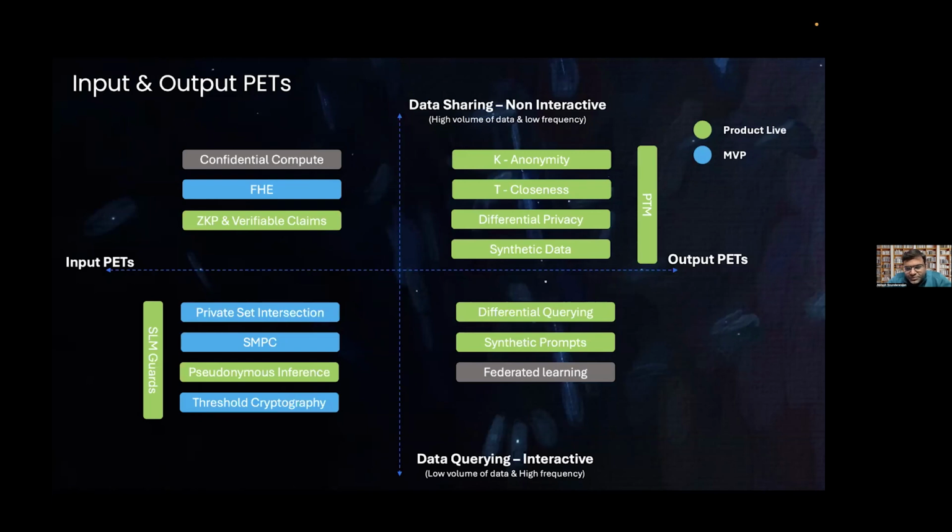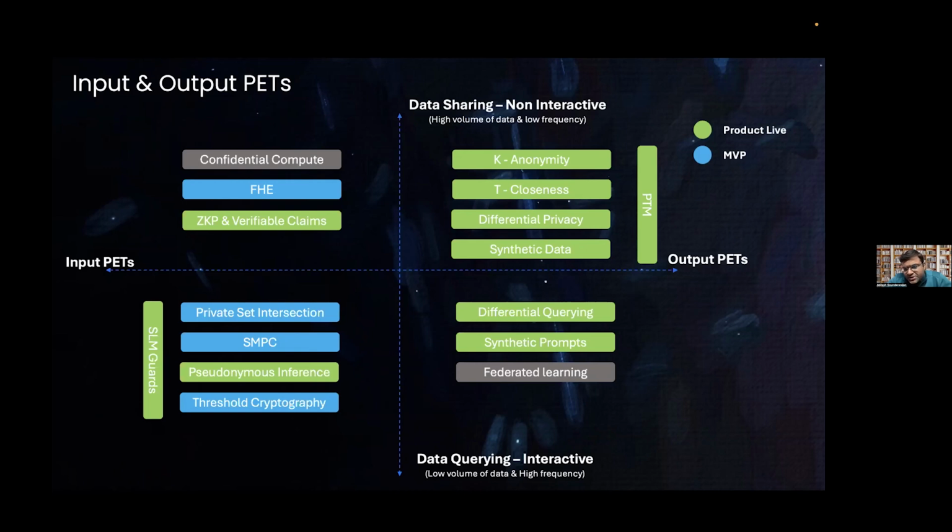Then subsequently, on the querying side, of course, you have differentially private querying, synthetic prompts, and federated learning, which is also sort of a querying mechanism. And on the cryptographic side, there are things like data in use, pseudonymous inference. We would see if you can do a quick demo of that. And then small language models, which are guardians in understanding the risk, the equivalent of PTM during the inference side of things, in usage in data querying at a model level.